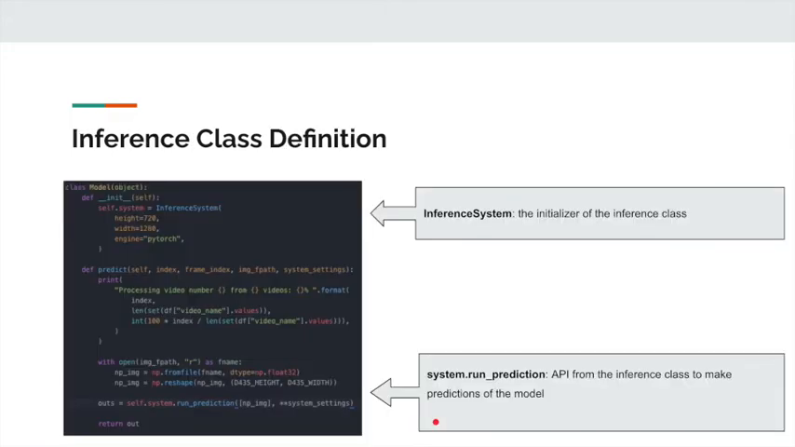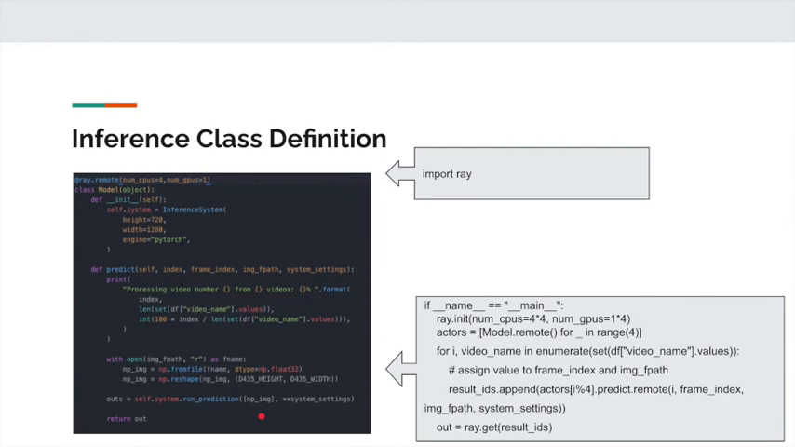Now let's see how I use Ray to run inference on GPU with multiprocessing. When I implement the inference pipeline, I have a class called InferenceSystem, which is the initializer of the inference class. It initializes the model on one GPU. And in that class, I have a function called runPrediction. It outputs the prediction of the model on the same GPU. And in my multiprocessing script, I wrap these two APIs in a class called Model, and it has an init function which calls the InferenceSystem, and it has a function called predict which will call runPrediction. So now I have the class, which I will later use in Ray.